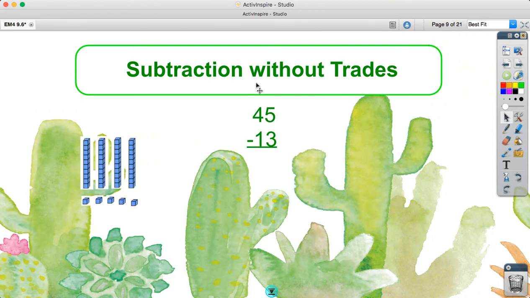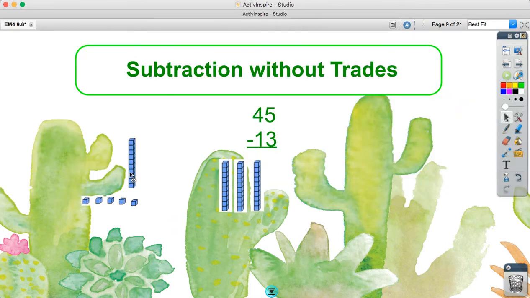Subtraction without trades. Here is my 45 to represent the 45 in 45 minus 13. So I'm going to take away 1 long and 3 cubes. My answer to 45 minus 13 would be 3 longs and 2 cubes, or 32.